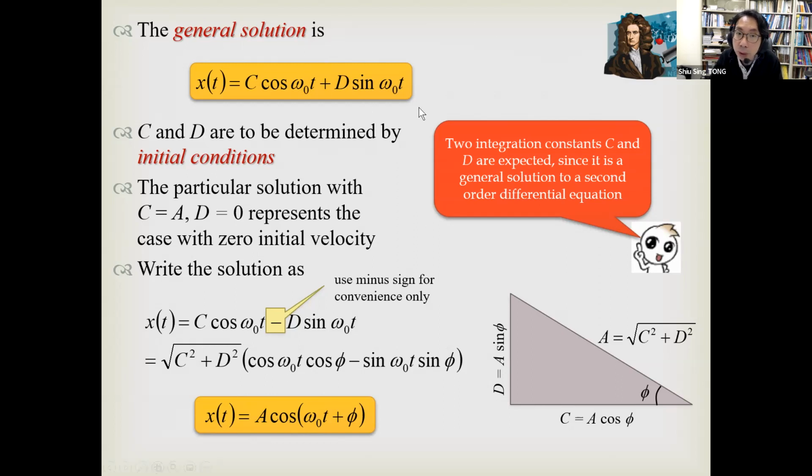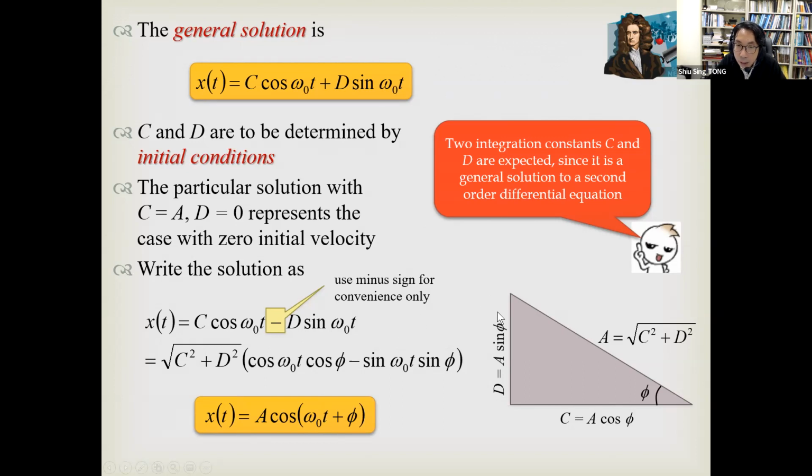Now we can also write the solution in another form. Instead of writing it as a linear combination of a cosine and a sine, we can also write the solution in terms of a cosine with a constant phase, which we call phi. Now let's see how we can do it. Instead of writing C cosine plus D sine, we write the solution as C cosine minus D sine. The minus sign here is chosen only for convenience. You can always make D negative since it's a constant to be determined. You can always make the solution right by setting D to be negative. So I prefer to write minus D here.